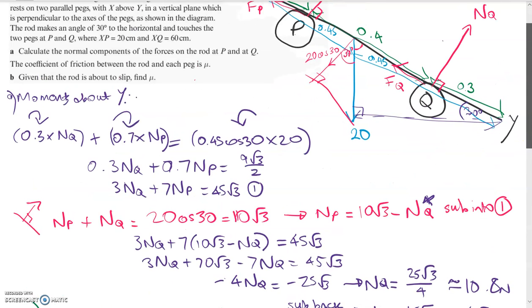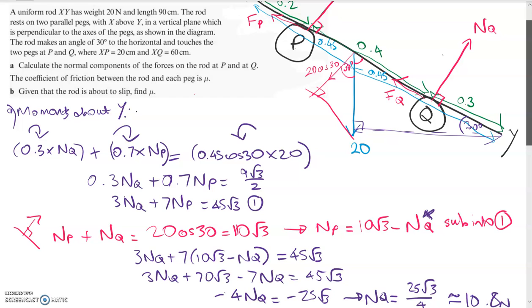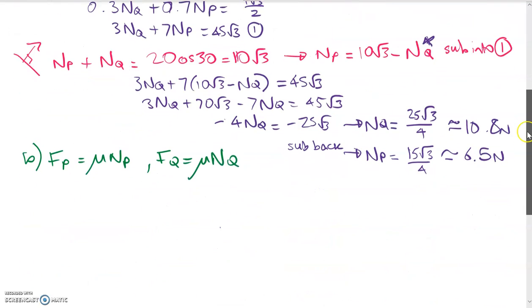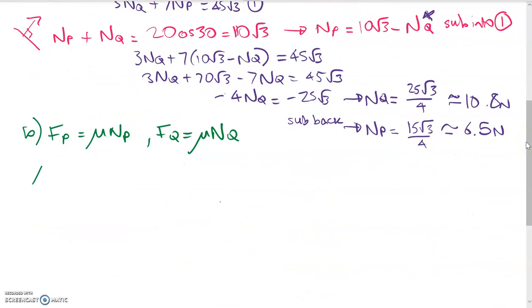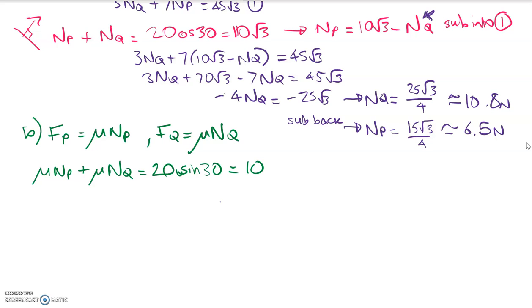Go back up to the diagram. You can see the FP and the FQ are pointing upwards, and then you've also got this parallel component, which is 20 sine 30. So those two added together are going to equal 20 sine 30. And we know that sine 30 is a half. So that's going to equal 10.